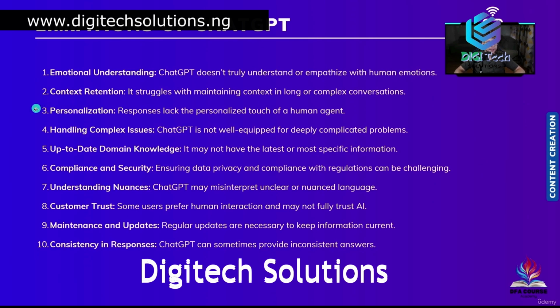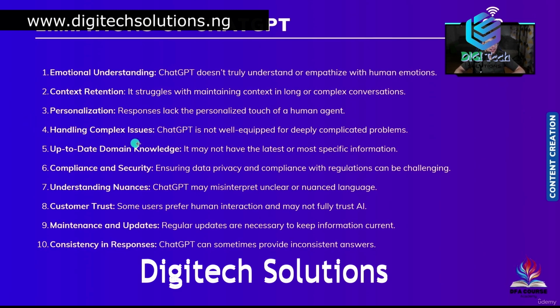The third limitation is personalization. Responses lack the personalized touch of a human agent. So for example, if you want to provide the name of the customer to whom you are typing the specific email, ChatGPT won't include the name inside of the response. Sometimes it may be overwhelming because you just need to barely adjust your responses, so add this human touch. However, it only takes a few seconds, so it's not a big deal.